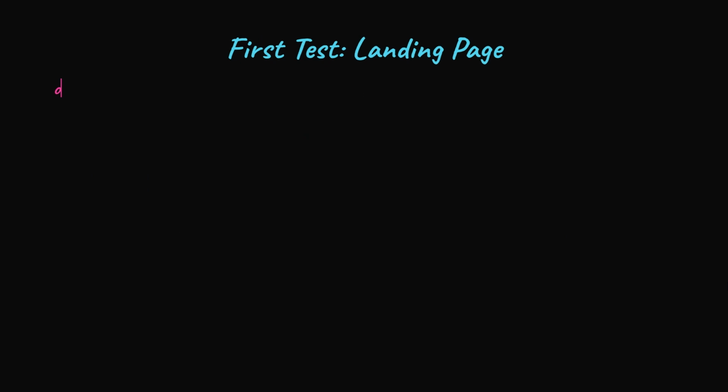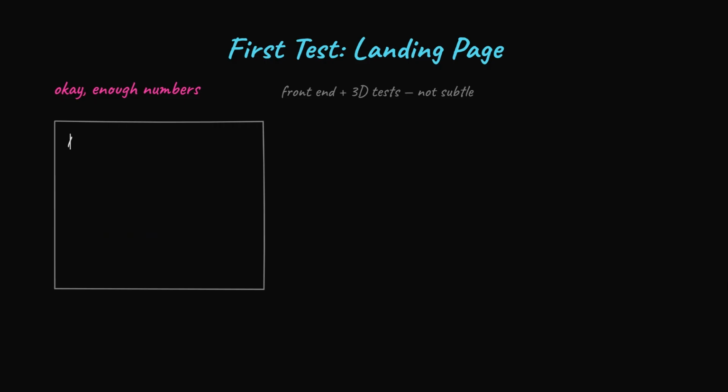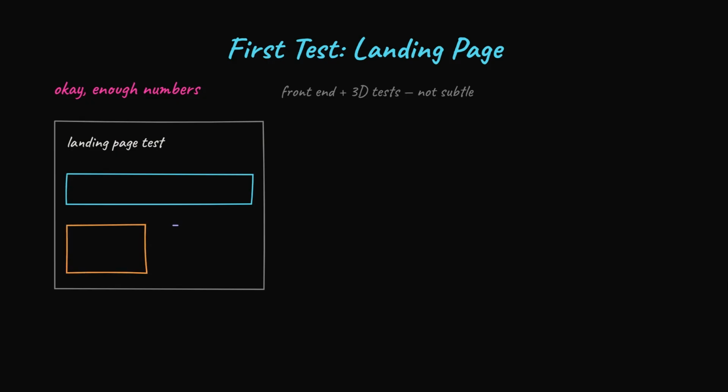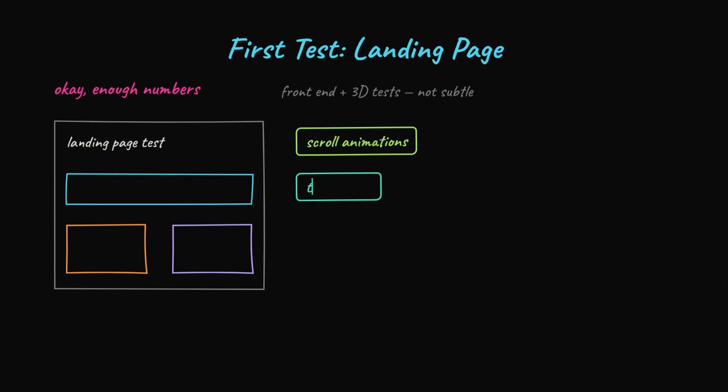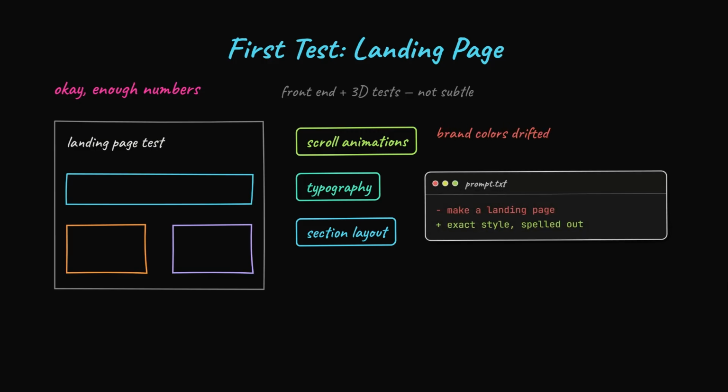Okay, enough numbers. Let me show you what it actually generates, because I ran it through my usual set of front-end and 3D tests, and the difference from the preview is not subtle. First test, a landing page for a hardware brand where the model has to nail the company's visual identity and present a product cleanly. It got the product presentation right, scroll animations, typography, section layout, all solid. The brand colors drifted a bit from the real thing, so it's not perfect at identity matching.